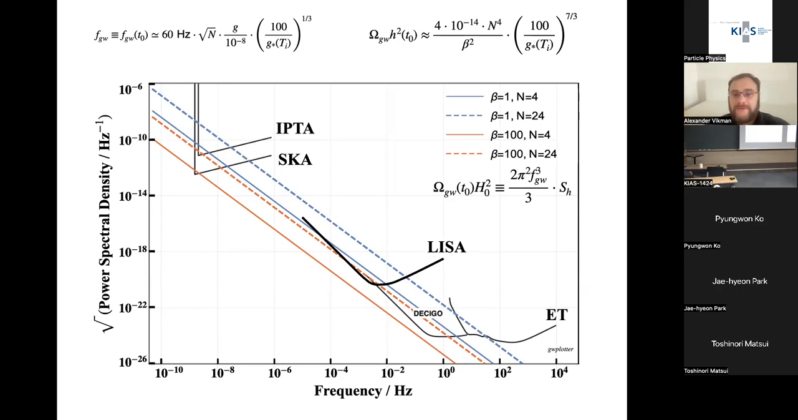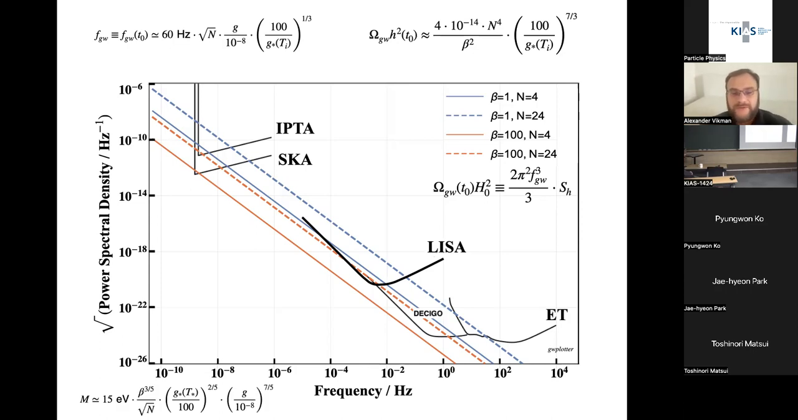What is important is that as you see, if beta is roughly 100, then you are on the edge, so it's very hard to measure. If beta is less than 100, then your signal is above and can actually be measured either by LISA or by DECIGO or by Einstein Telescope, depending on your portal coupling constant. It can even be measured by IPTA or SKA, potentially, but that requires very small coupling constants.